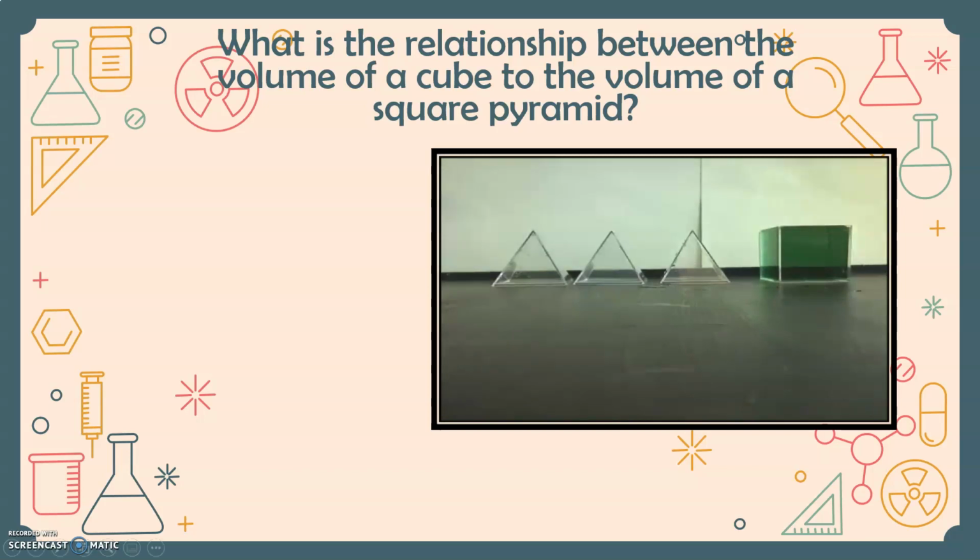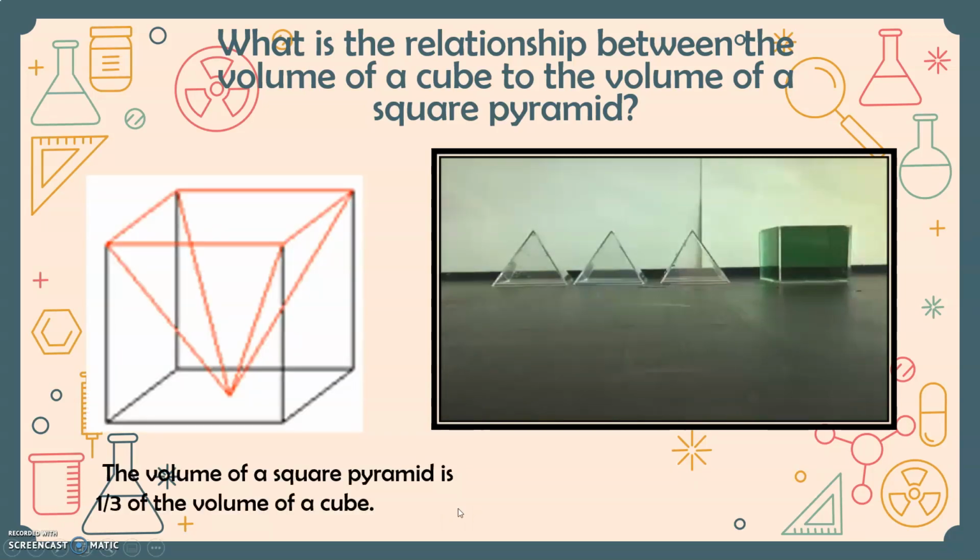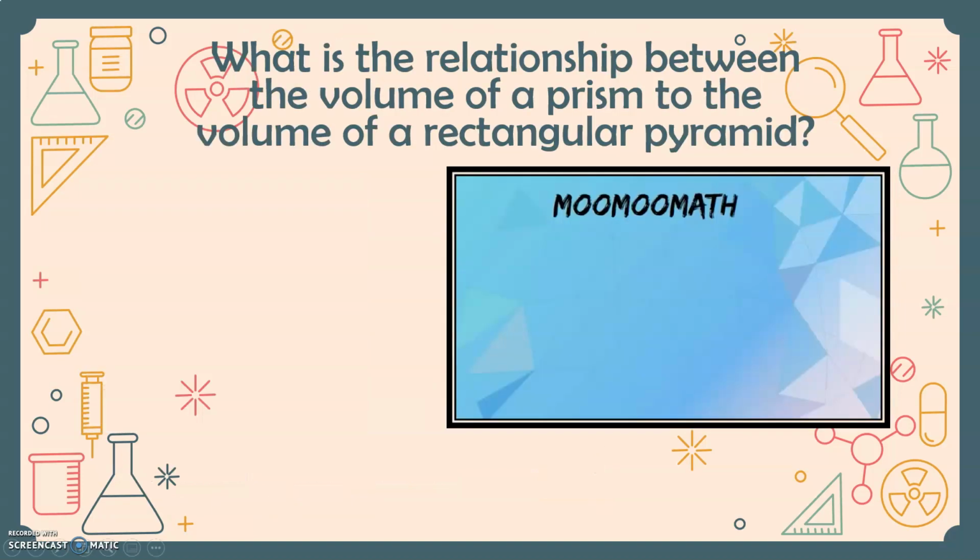Now from the video we watched, we can conclude that the volume of a square pyramid is 1/3 of the volume of a cube. Therefore, the formula to find the volume of a square pyramid is s cubed over 3. This time, let's learn how the volume of a prism is related to the volume of a rectangular pyramid, given that the dimensions of the prism and the pyramid are equal.